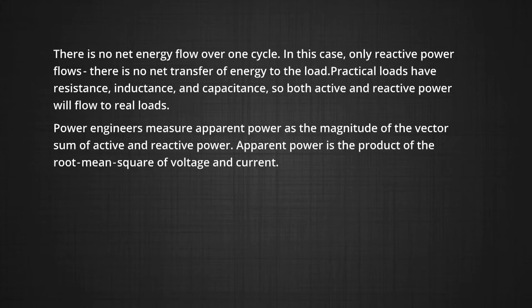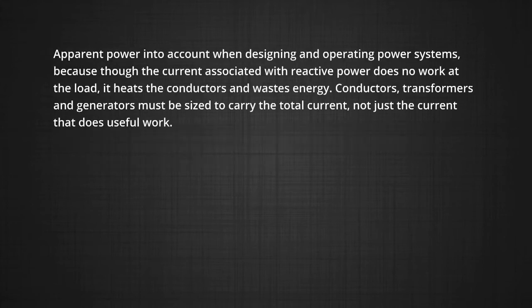That is why power engineers measure apparent power as the magnitude of the vector sum of active and reactive power. Apparent power is the product of the root mean square of the voltage and current. It is taken into account when designing and operating power systems, because though the current associated with reactive power does no work at the load, it heats the conductor and wastes energy.